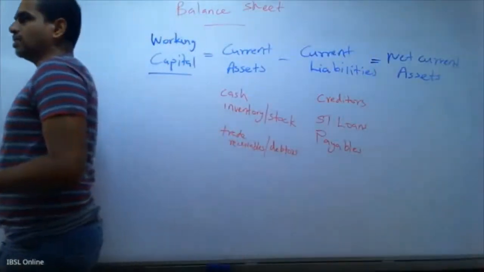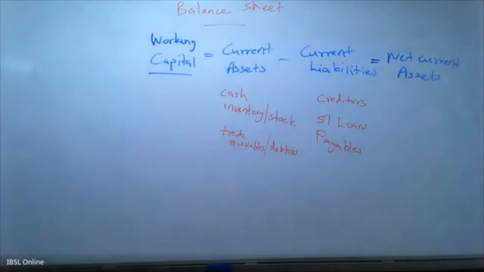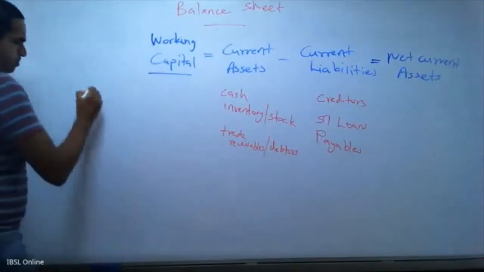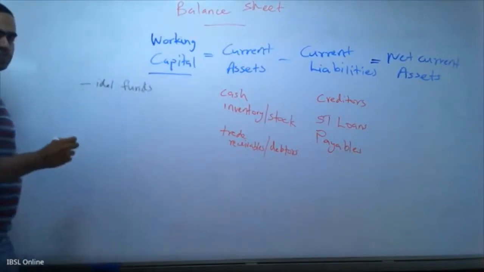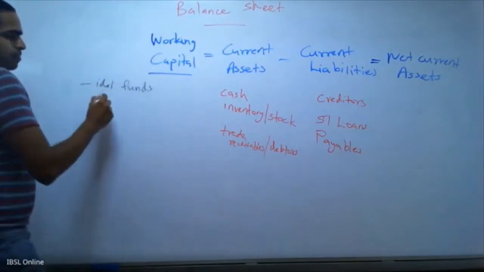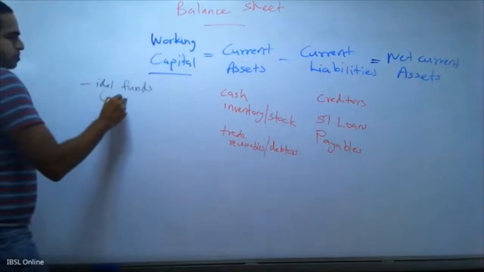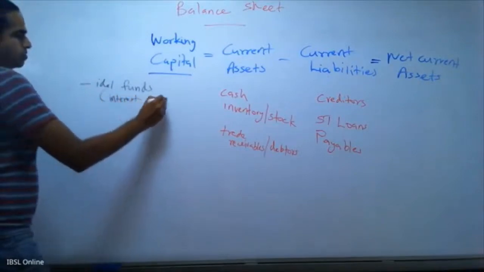Now, what are the pluses and minuses of having too much or too little working capital? Too much working capital, what happens? Nothing can be earned out of too much working capital. Yes. So you'll have idle funds. Your funds will be idling, right? Which means you will have interest cost.